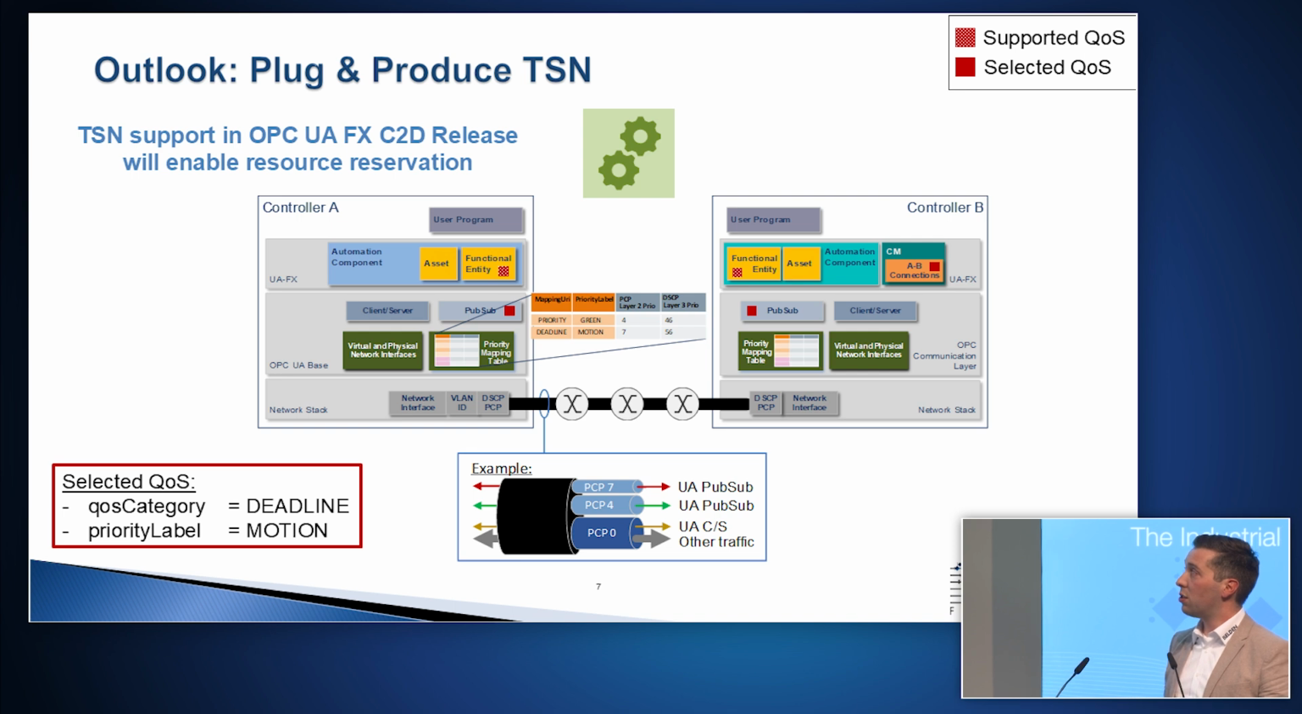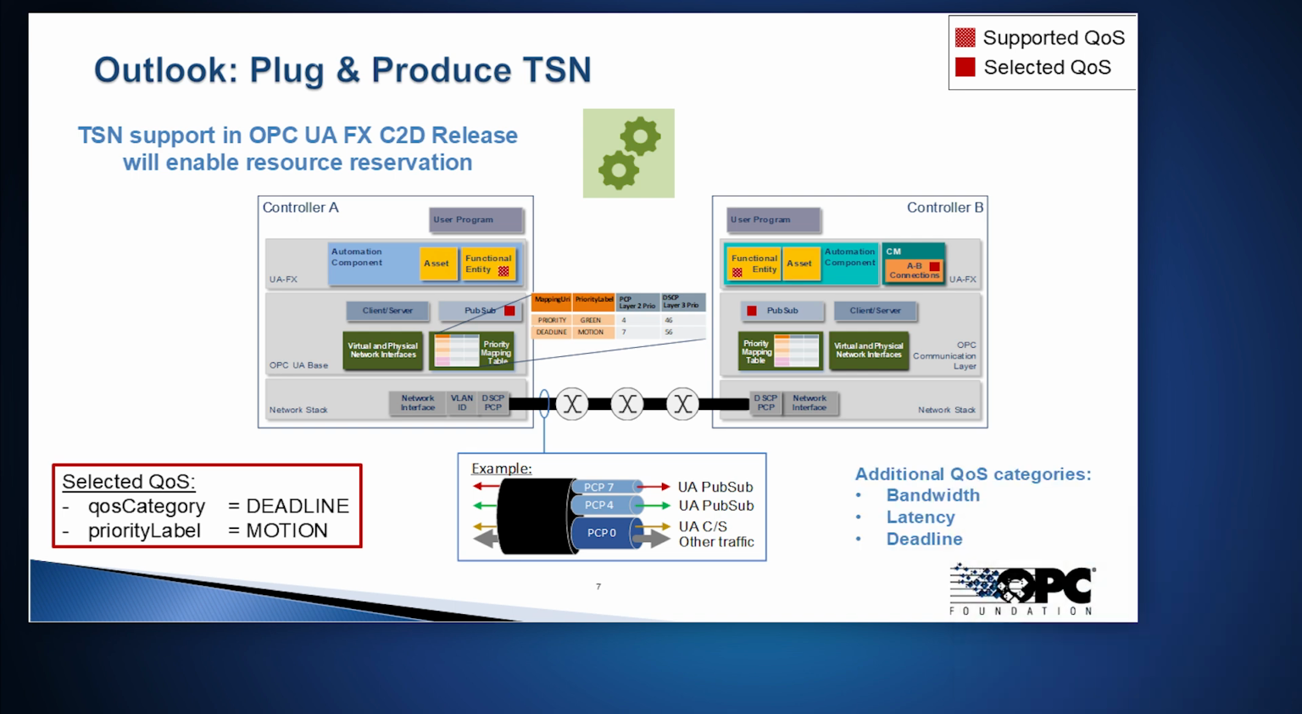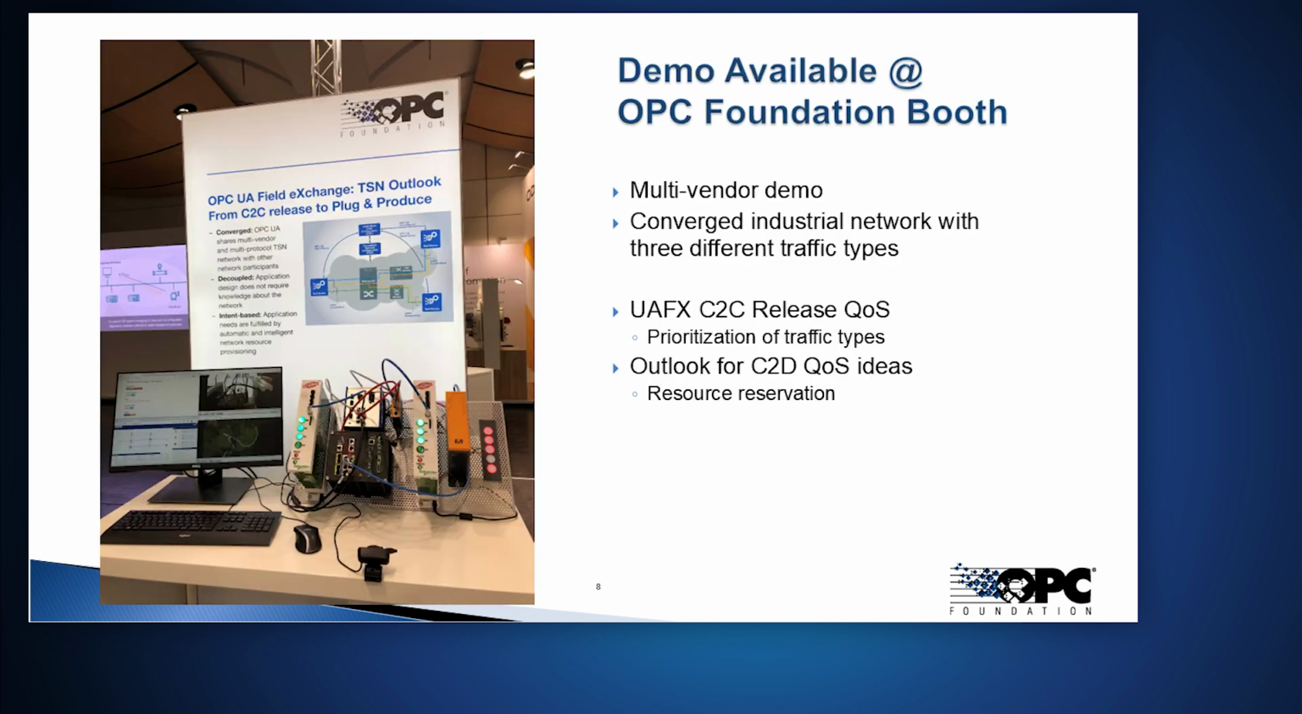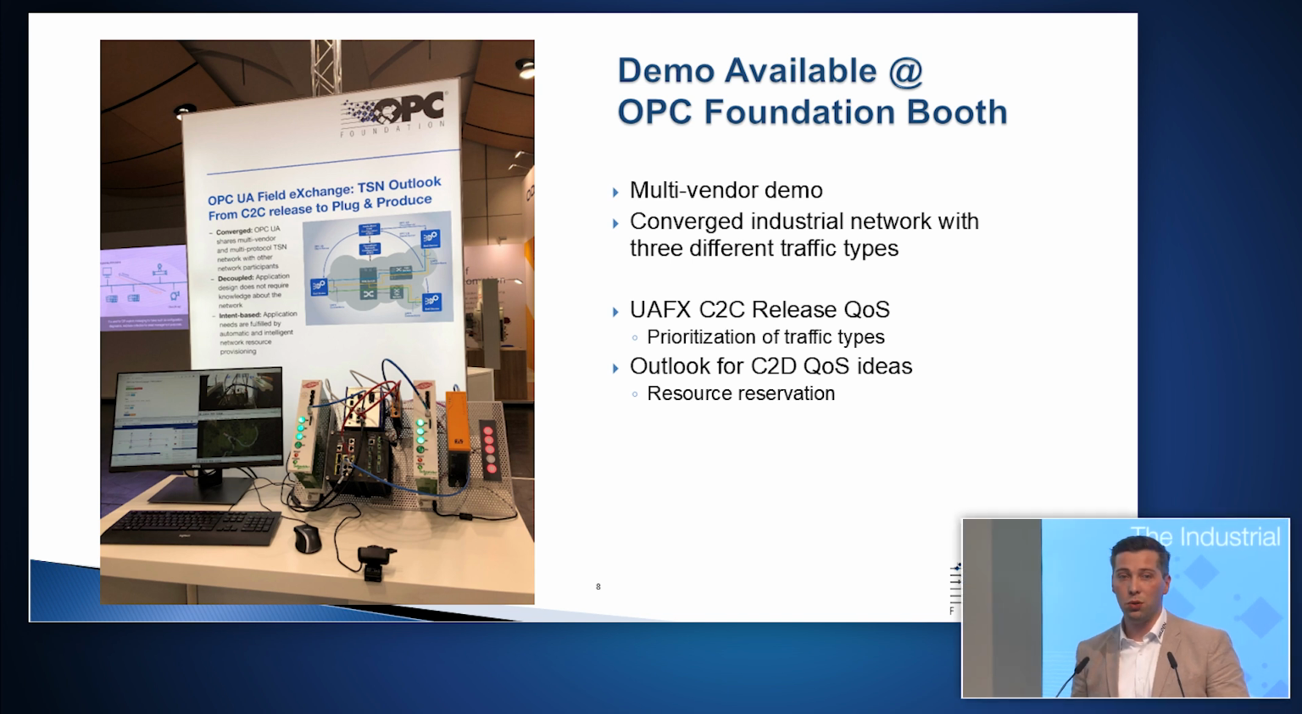So in the C2D release, we add additional resource reservations, specifically for bandwidth, latency, and deadline. That's what we currently work on. And to conclude my talk, I want to briefly point out our demo that we have available. Go by the OPC booth and have a look at what we have there. We already showcased the C2C release QoS with the prioritization, and we also have a short outlook on the C2D quality of service ideas with the resource reservation. Thanks, everybody.